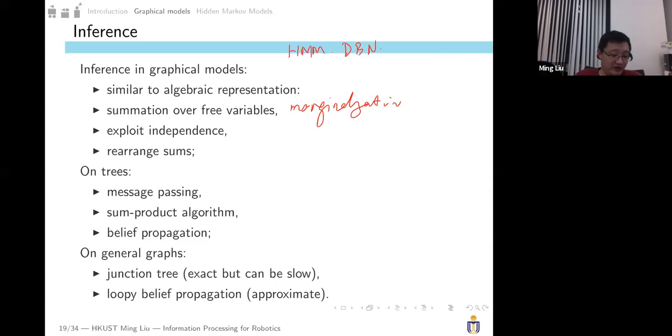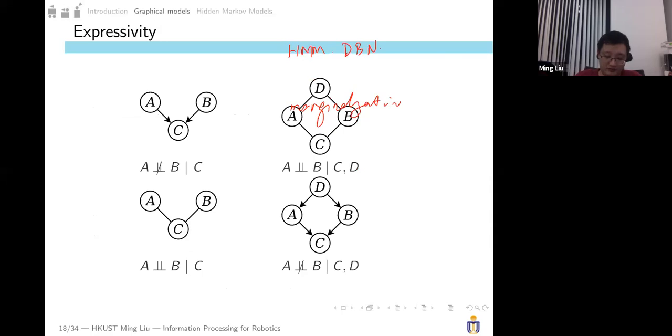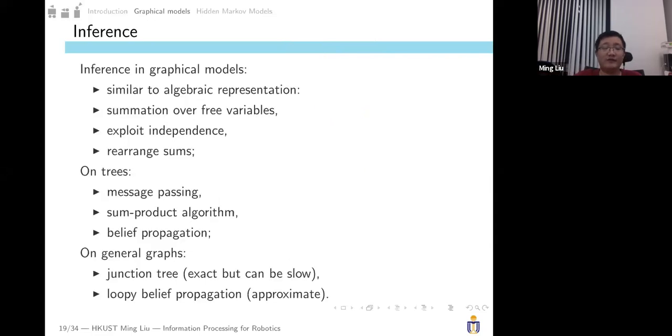And on the trees, we start with the origin and consider you have some message you want to pass around. We follow the direction of the message passing, and we can do the integral. That leads to many algorithms, like the sum-product algorithm or belief propagation and many more. These are just some names for the algorithms.